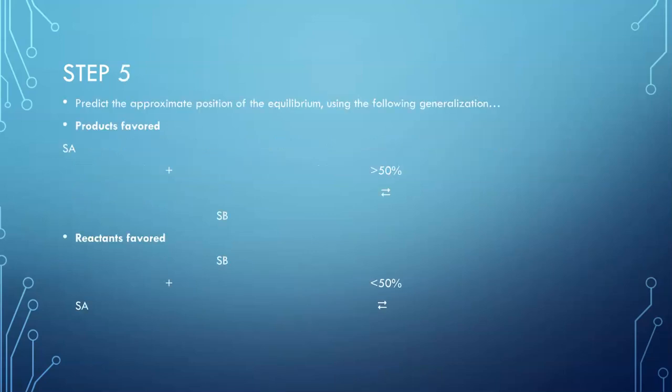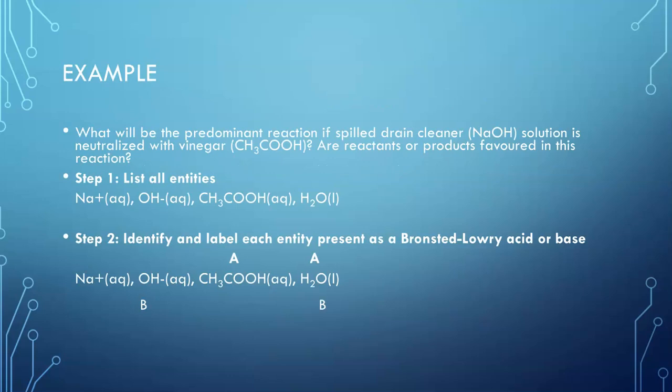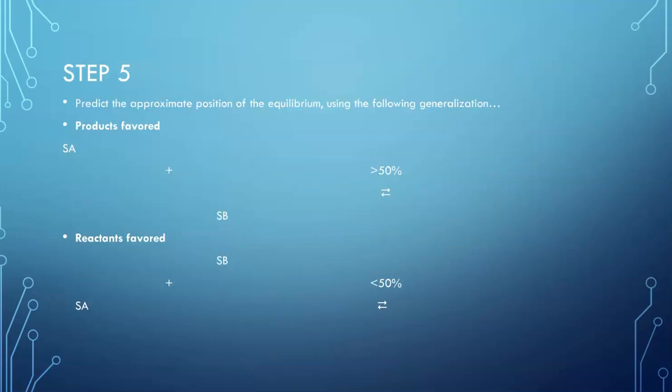The final step is to determine the position of equilibrium. If the strongest acid appears above the strongest base in the table, then the products will be favored. If the strongest acid appears below the strongest base in the table, then the reactants will be favored.